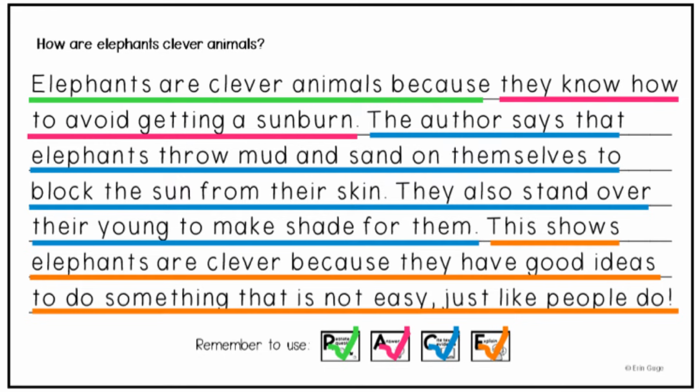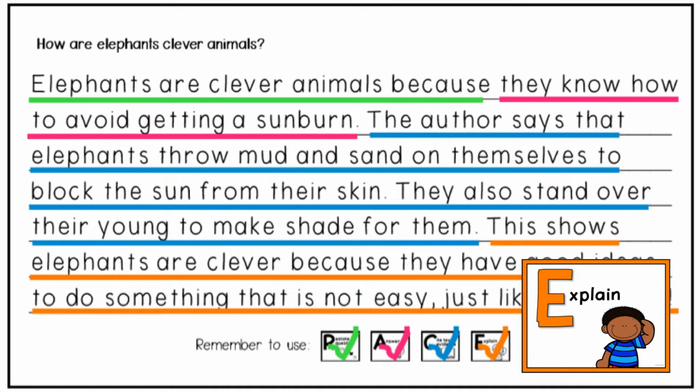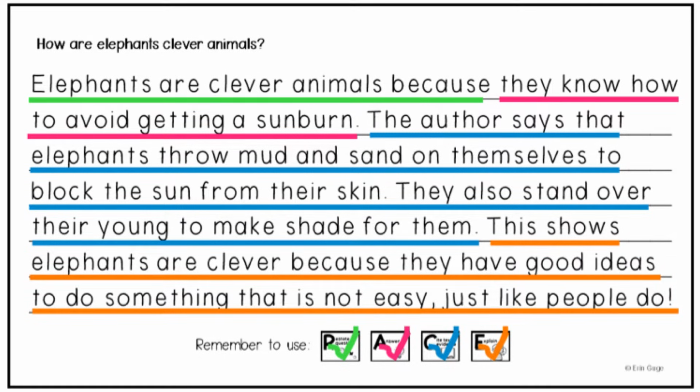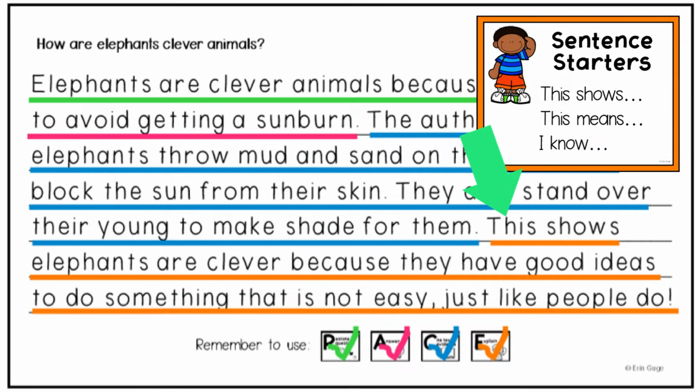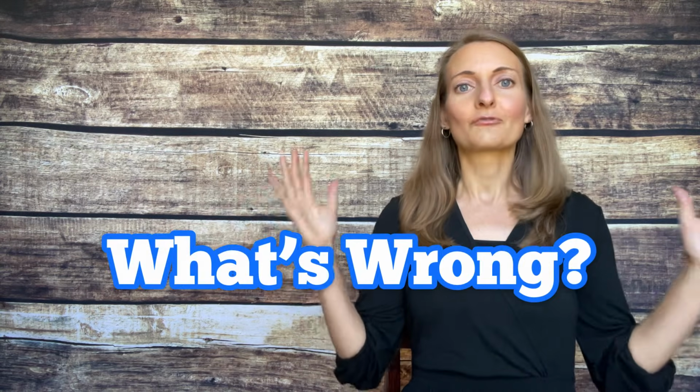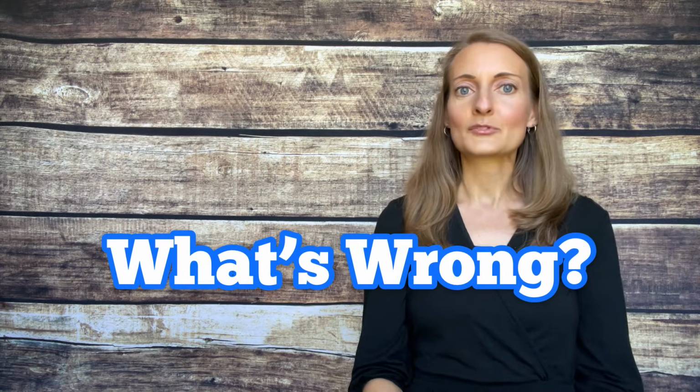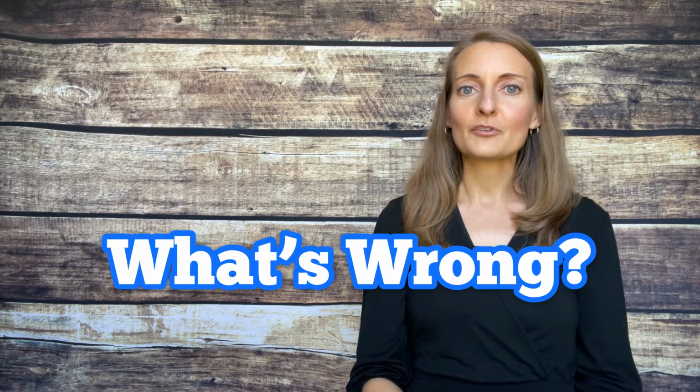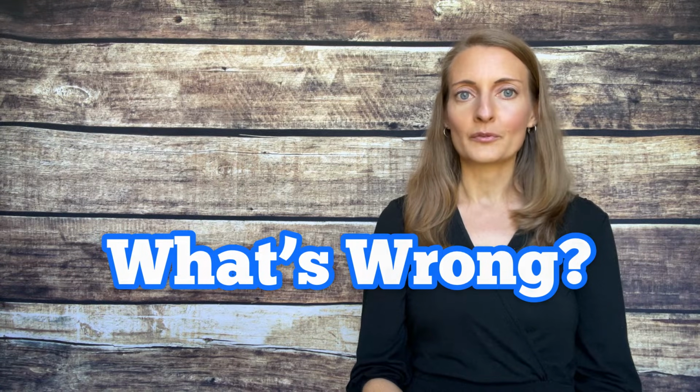And see what color we underline that part? Orange, like the poster. And we can check off the E checkbox at the bottom. Did you notice how we started that sentence? This shows, just like one of the ideas on our sentence starter poster. And now it's time for What's Wrong? It is the same story and question, but see if you can figure out what is wrong with this.